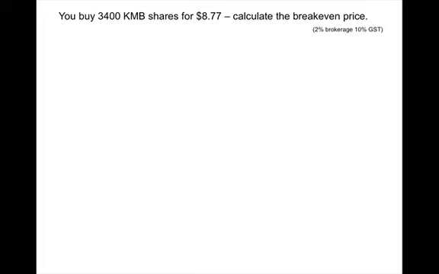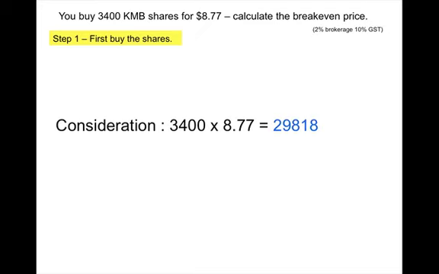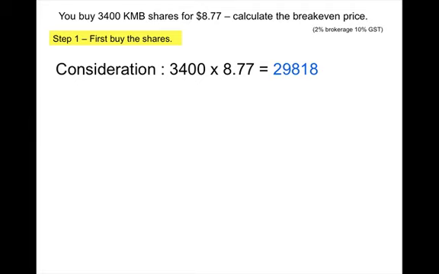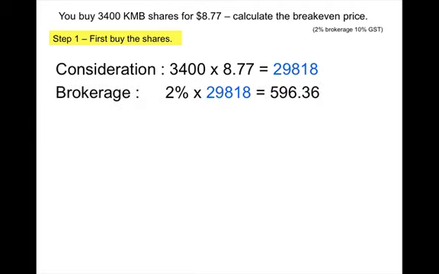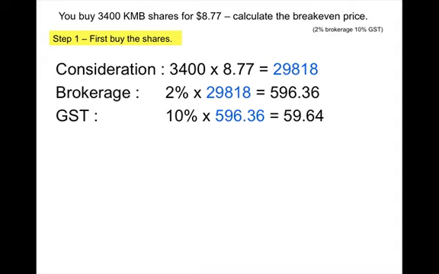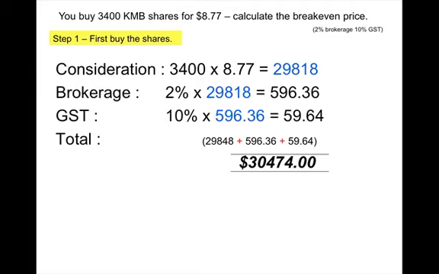You buy 3,400 KMB shares for $8.77. You need to calculate the break-even price with a 2% brokerage and a 10% GST. So to start with, first buy the shares. Your consideration is 3,400 times $8.77. Your brokerage is 2%. Your GST is 10%, similar to the other questions we've been doing. So these shares cost you a total of $30,474 to buy. So when you sell them, your shares have got to be at least $30,474.00. Otherwise, you haven't broken even.